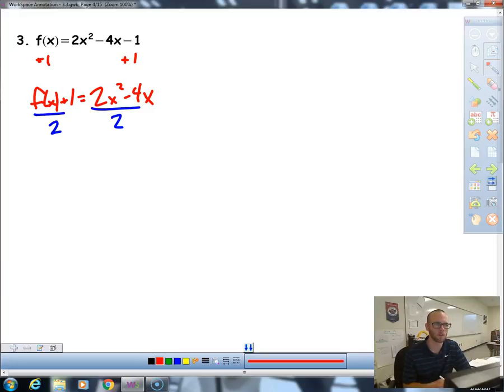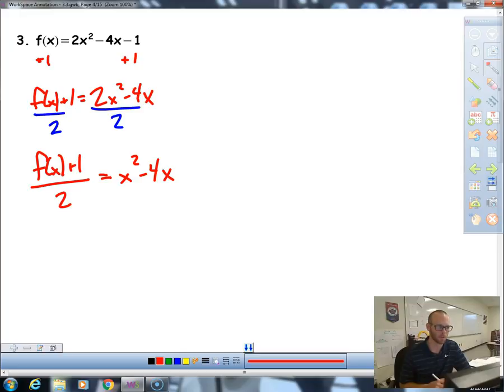Starting to look interesting over here, but I'm just going to leave that the way it is. I don't have any issues with that. I could take 1/2 times f of x plus 1/2. No need to do that. I'll leave it just like that. Equals x squared minus 4x.